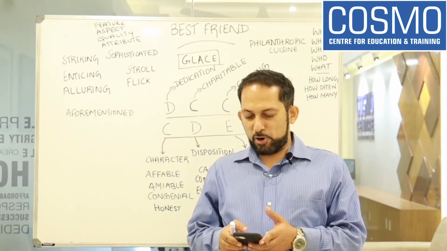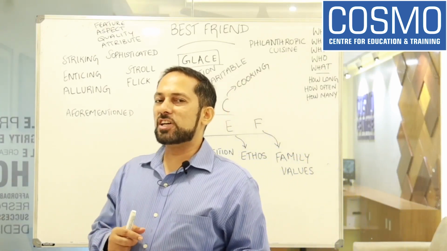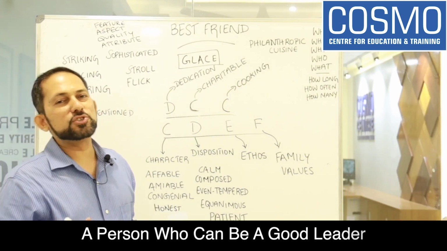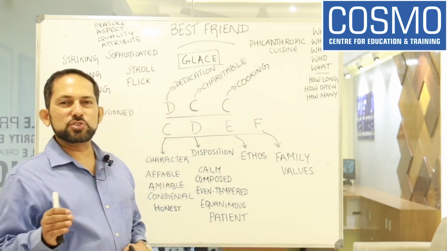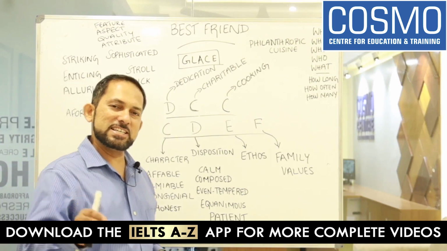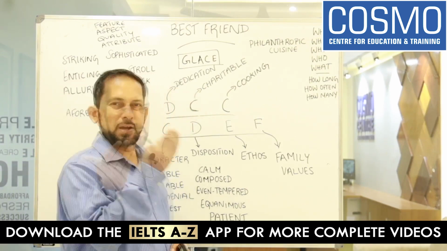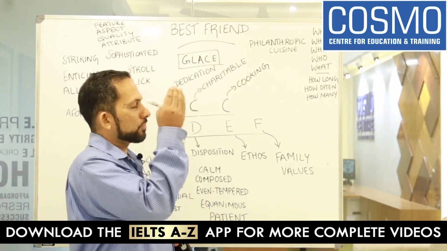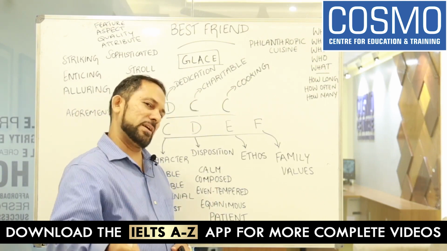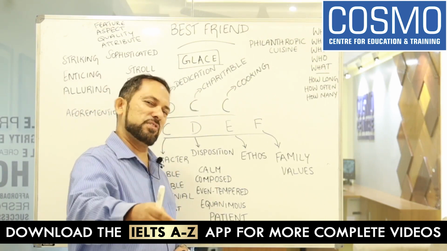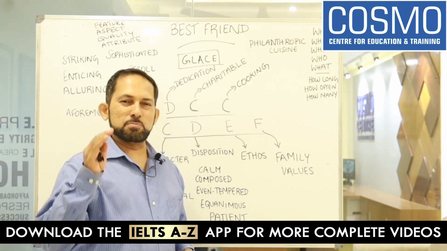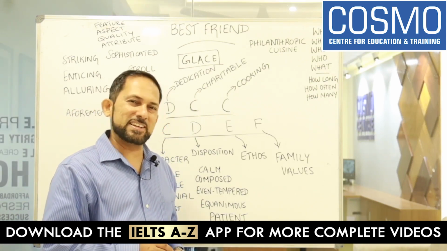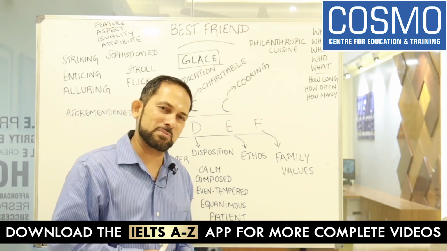Next one. A person who can be a good leader. A person who can be a good leader is, same one, my best friend dash. We used to go to the same school, sit on the same bench, known for 15 years, spend at least 10 hours in the company of each other, is much closer to me than anyone else in the family.